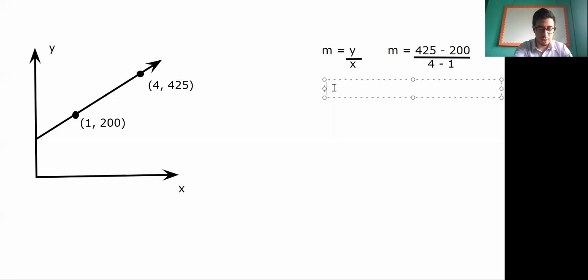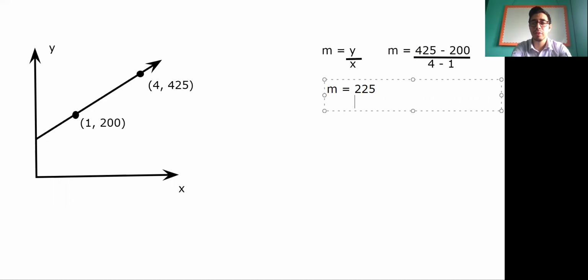If I subtract here, you obtain that M is equal to 225 divided by 3. Because when you subtract 425 minus 200, it is 225. And if you subtract 4 minus 1, you obtain 3. And dividing this, you obtain that M is equal to 75. This is the slope.